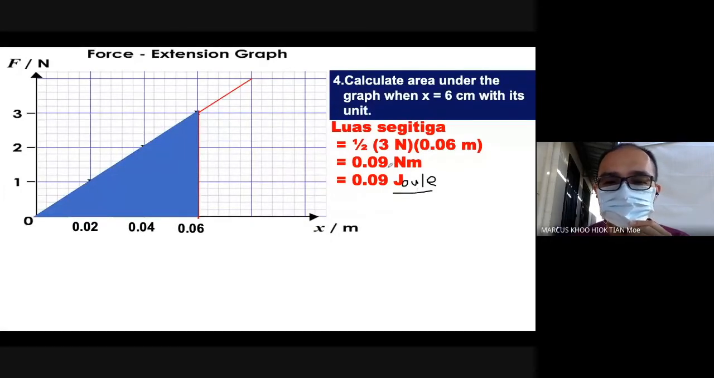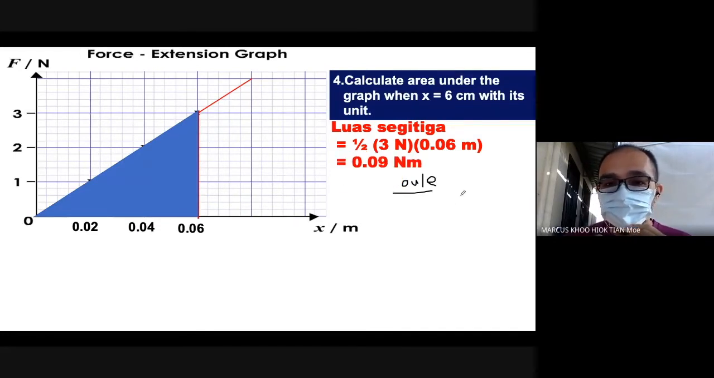Joule is actually the unit for what? Energy. Energy, very good. Okay, so what kind of energy are we talking about when we're talking about a spring? Okay, it's what we're talking about today. So let me remind you once again.